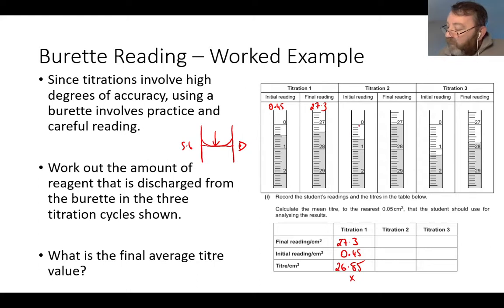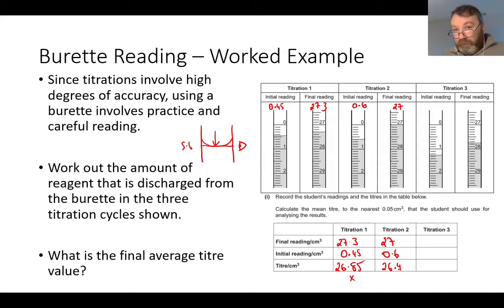This time we're starting off at 0.6 exactly. So 0.6. And we run the titration, and this time it comes out bang on 27. See that? Bang on 27. So therefore my initial reading was 0.6. My final reading was 27, which leaves me with 26.4. Okay, so you see the way it's becoming a little bit more accurate?